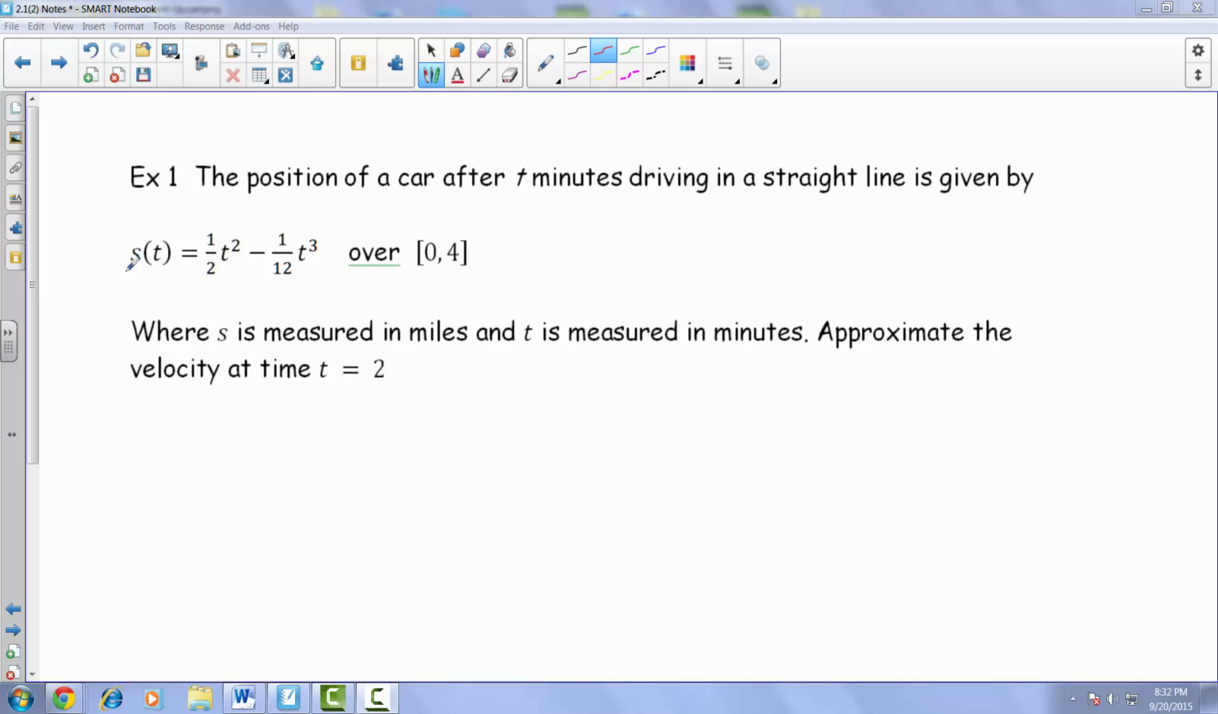So, s of t is a function that's representing the car driving in a straight line. Here it is, t is in terms of minutes, and it's happening over the interval between 0 and 4 minutes. And again, s is measuring how far in terms of miles, and t is in minutes.